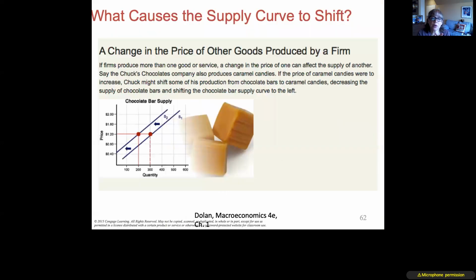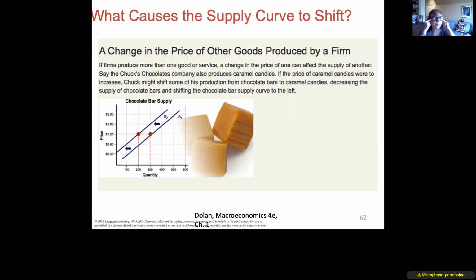Change in prices of other goods being produced. If a firm produces more of one good but can actually produce another, they can switch their production lines. So Chuck's Chocolate Company produces caramels. They've got a production line for chocolate bars and a production line for caramels, right? Two different production lines. So the price of caramel candies increases. So basically everybody's getting more for their caramel candies.